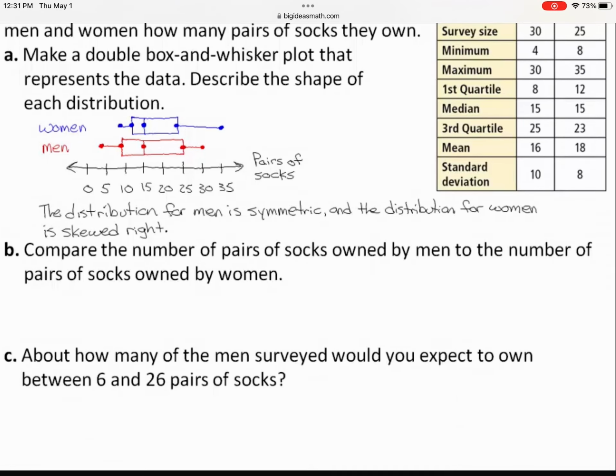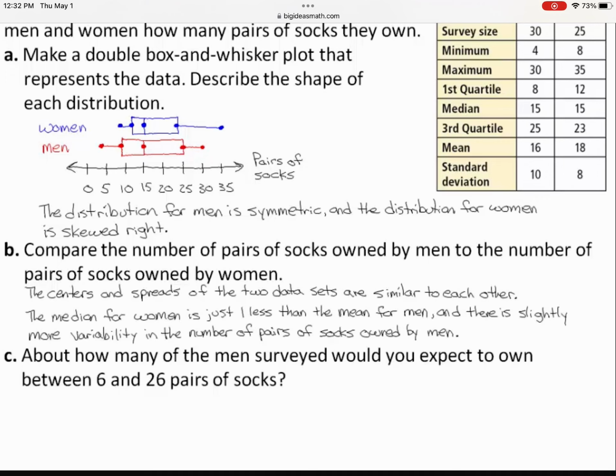Part B. Compare the number of pairs of socks owned by men to the number of pairs of socks owned by women. Notice that the centers and spreads of the two data sets are similar to each other. The median for women is just one less than the mean for men, and there is slightly more variability in the number of pairs of socks owned by men.